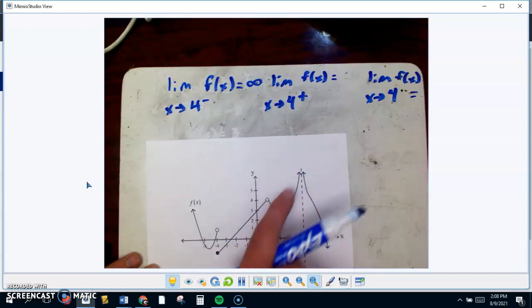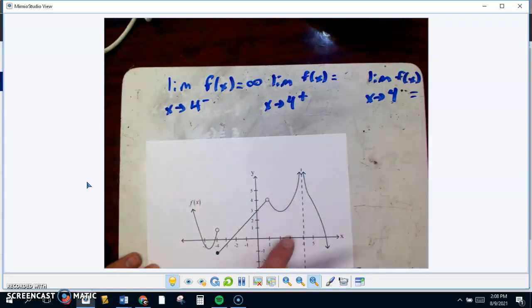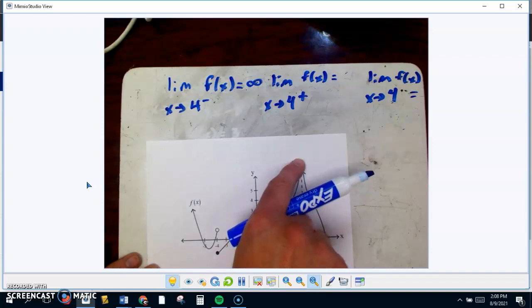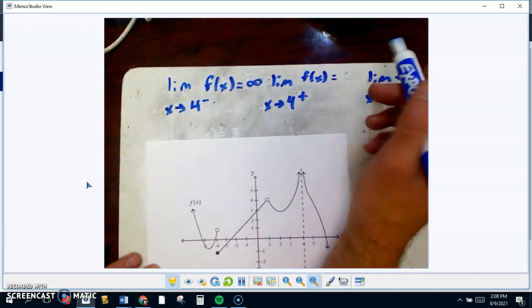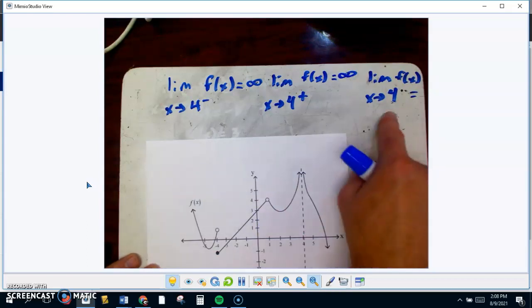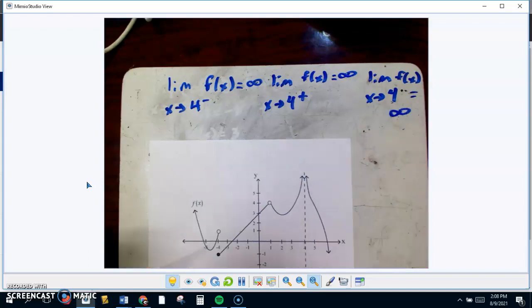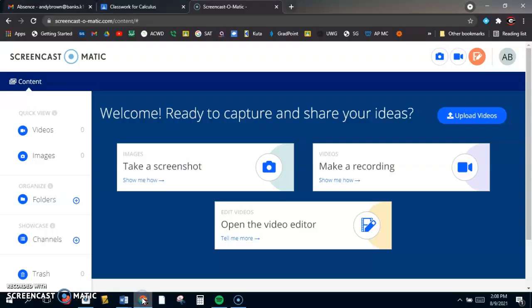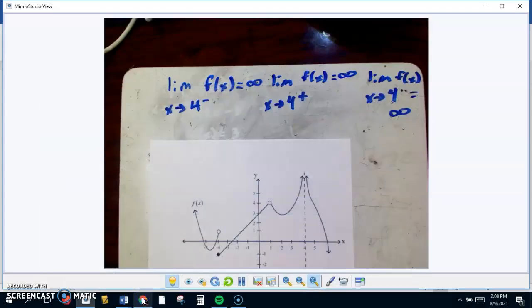As you go up, as you approach 4 from the left-hand side, you are approaching infinity. From the right-hand side, same deal. Approaching infinity as you approach 4 from the right. And so our limit in general would be infinity as well. So basically you're looking for what happens from the left, what happens from the right, and you'll see if those two agree with each other.